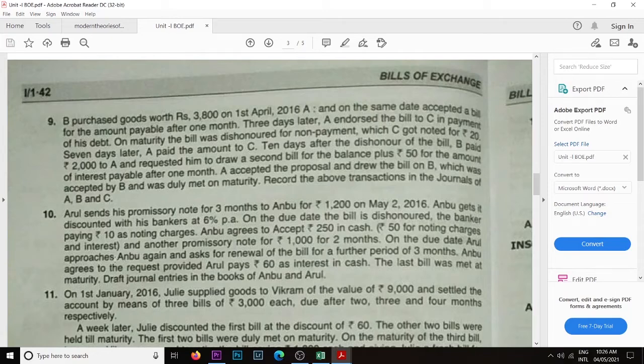On the due date, Arul approaches Anbu again and asks to renew the bill for a further period of 3 months. First 3 months bill is dishonored, paid ₹200, 1,000 rupees 2 months bill, and after 2 months again Arul approaches Anbu and asks if he could extend the bill term for one more 3 months. So Anbu agrees, and he charges 60 as interest in cash. And the last bill was met at maturity. Okay, discount is there, renewal 1 is there, renewal 2 is there, later honor. So first we will do problem number 10.